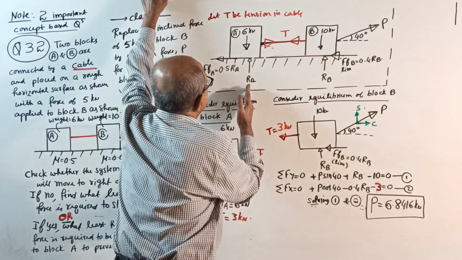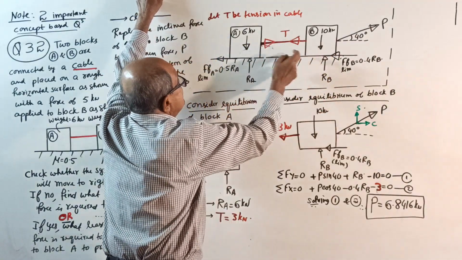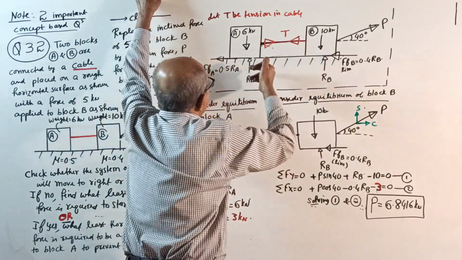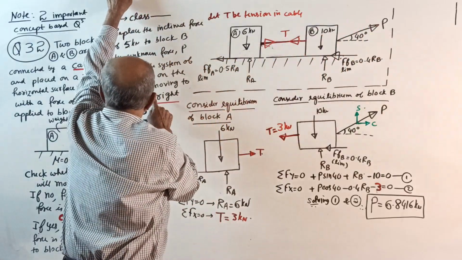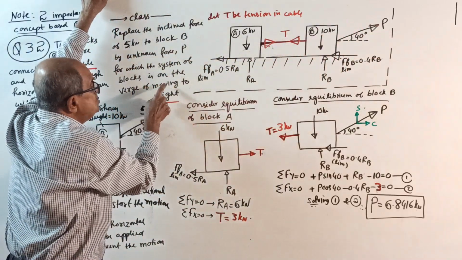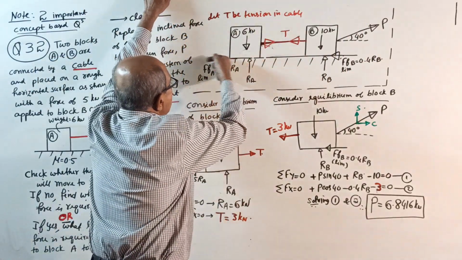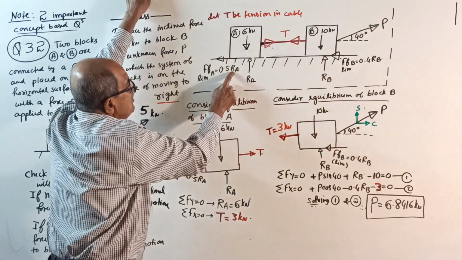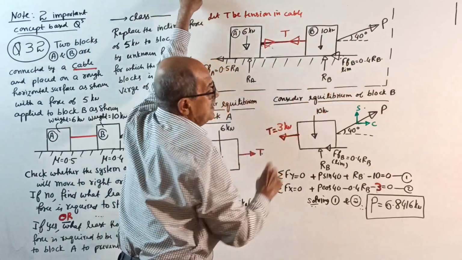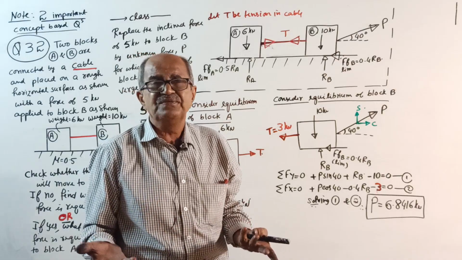Let RA be the normal reaction, and RB be the normal reaction here. The system is moving to the right side, friction is to the left side, and this P will make the block on the verge of moving. Therefore, in the limiting case, friction force when it moves to the right, friction to the left: 0.5 RA, and this is 0.4 RB. If this is not clear, do not continue my class.